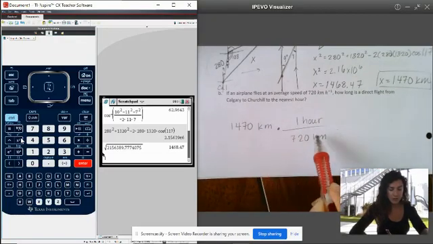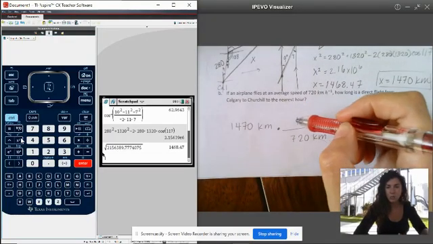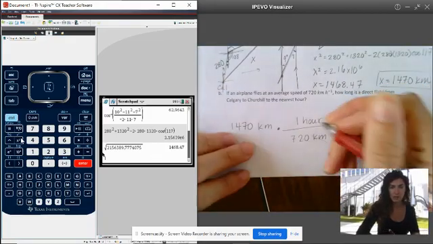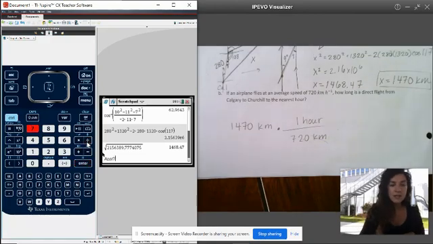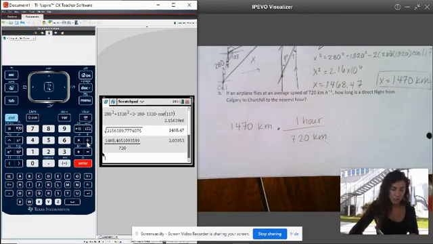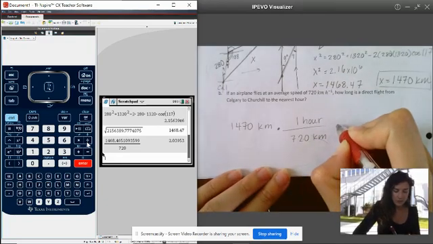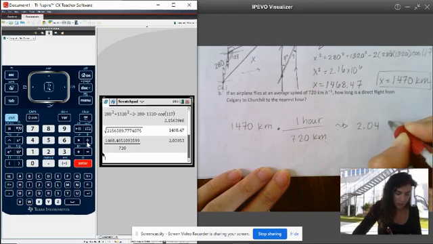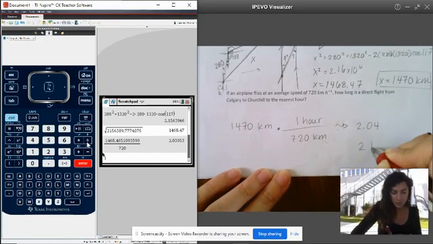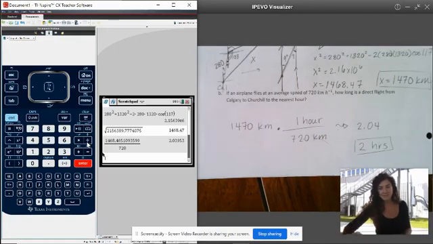Okay, we're trying to convert, so we know that the kilometers need to cancel out, and we know that it's 1 hour to 720 kilometers. So we're actually going to be dividing these guys. So I'm going to take this, I'm going to divide it by 720. And we get that it equals 2.04 hours. So 2 hours to then fly from that distance.